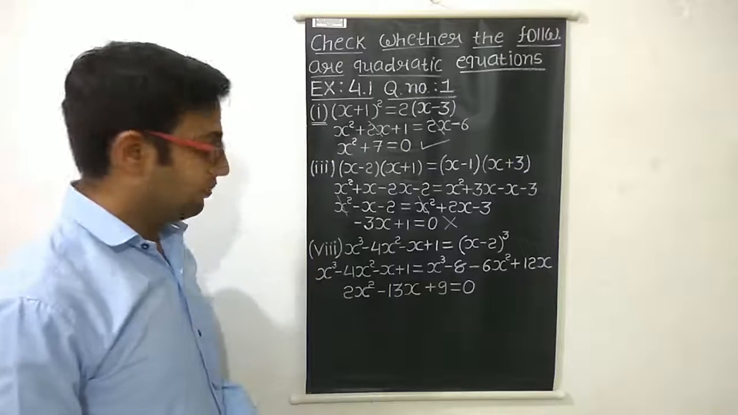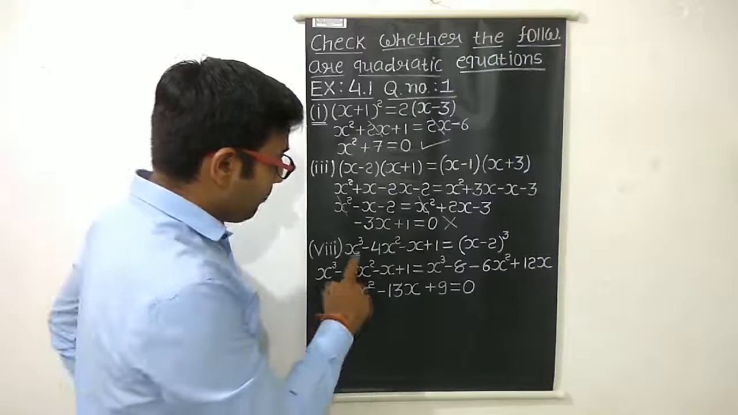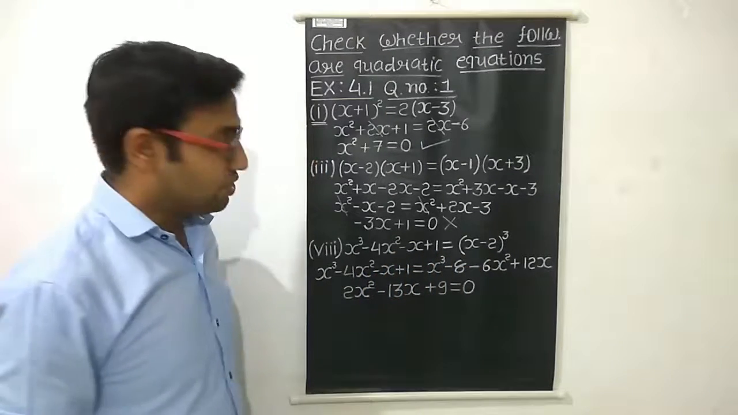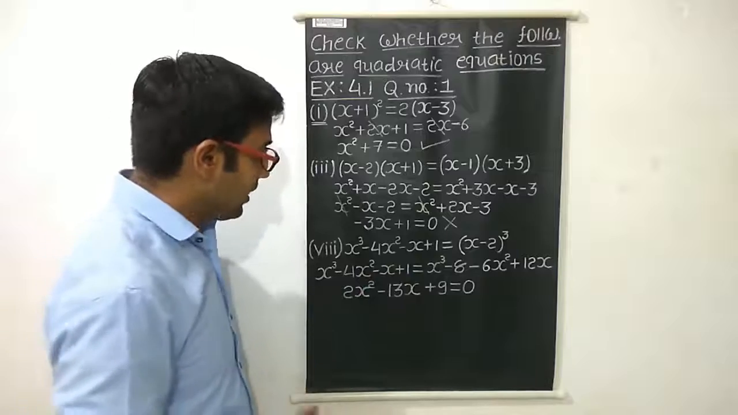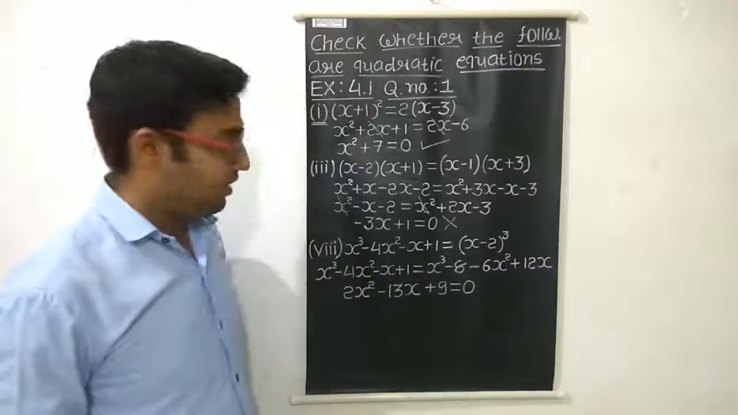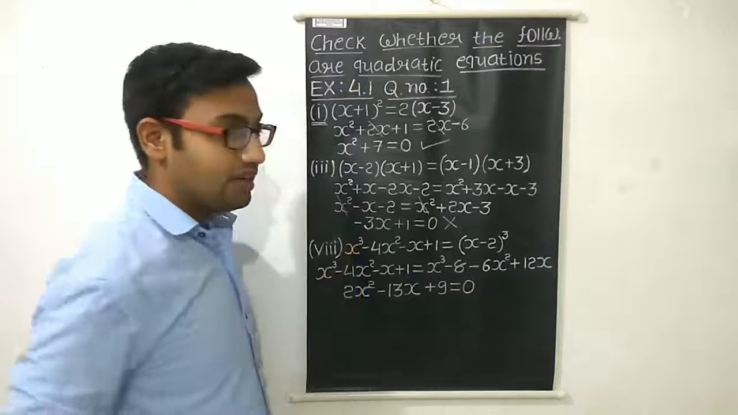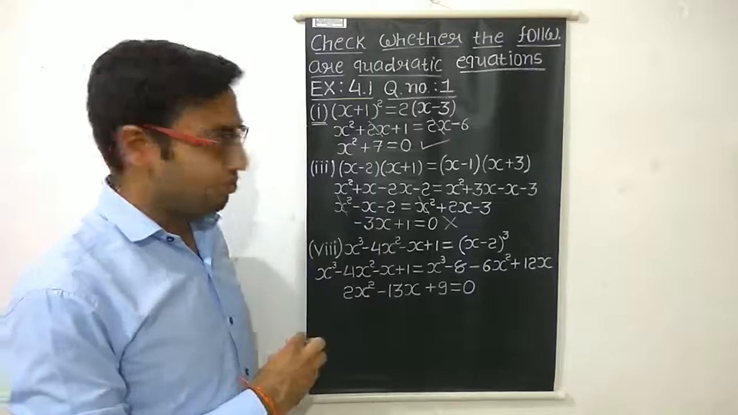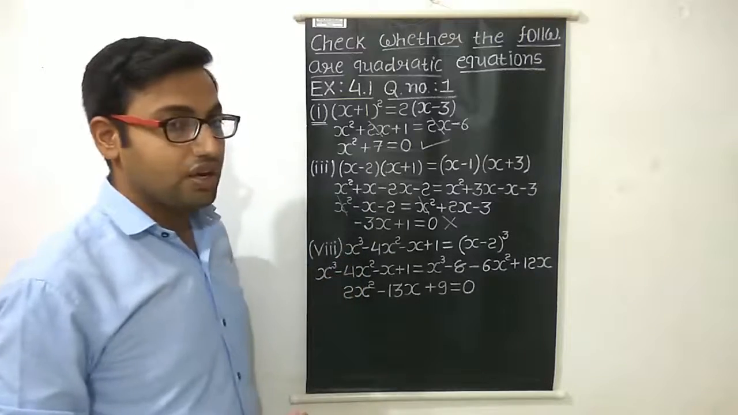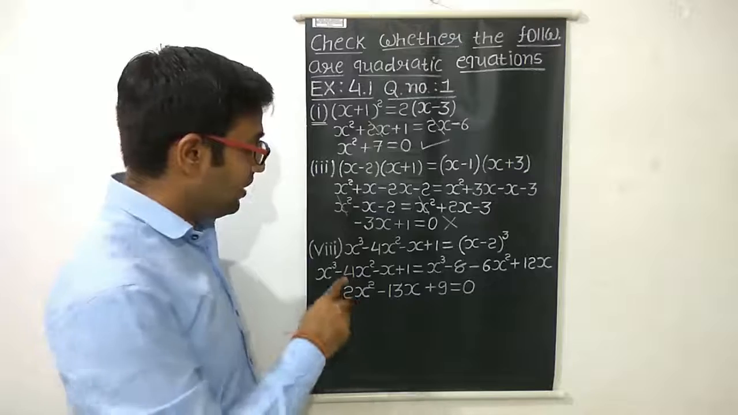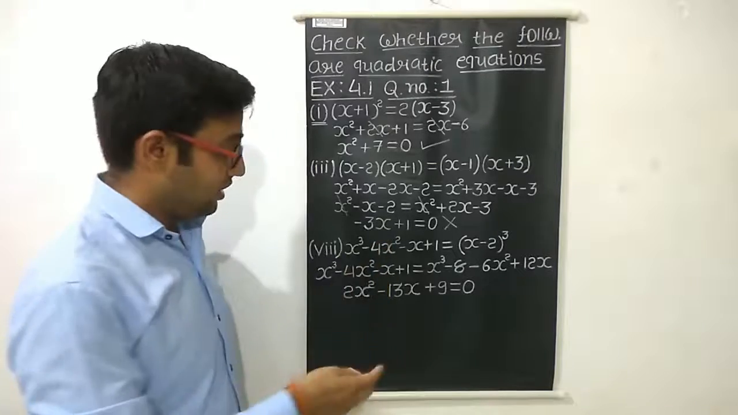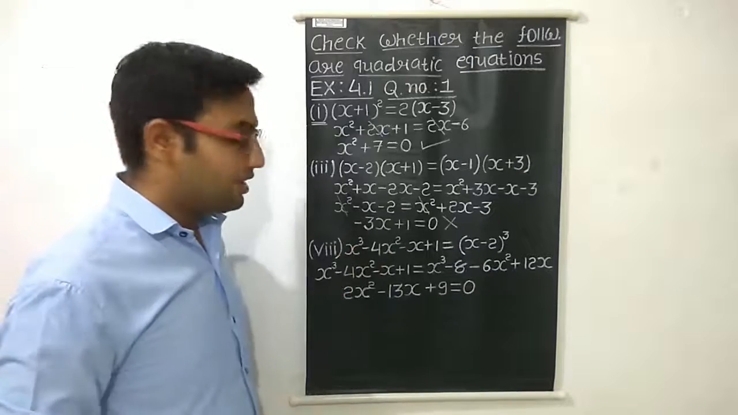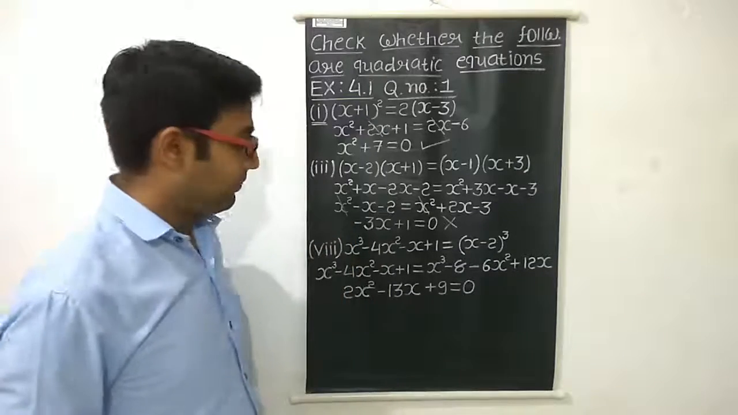Now the eighth one. See, x cube minus 4x square minus x plus 1 is equal to x minus 2 whole cube. So just by observing we cannot decide whether that is a quadratic equation or not. As the power of x is 3, we can say normally that it does not look like a quadratic equation, because the maximum power of x is 3. To be a quadratic equation there must be a maximum power of 2, but here the maximum power of x is 3. So first of all we will simplify, then we will decide whether that is a quadratic equation or not.